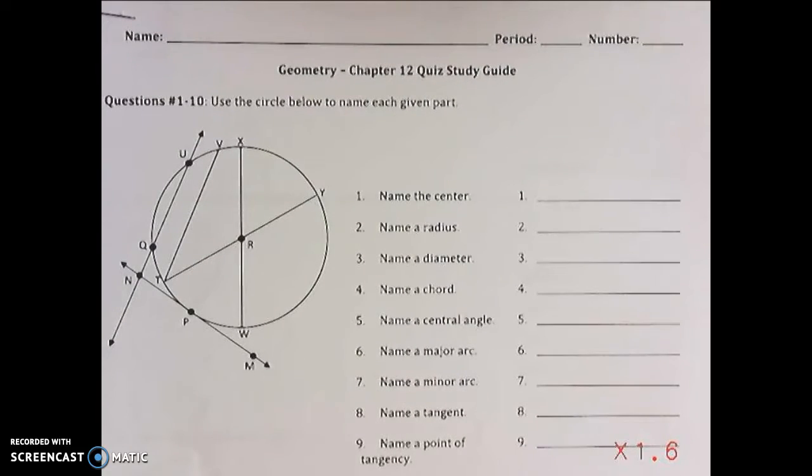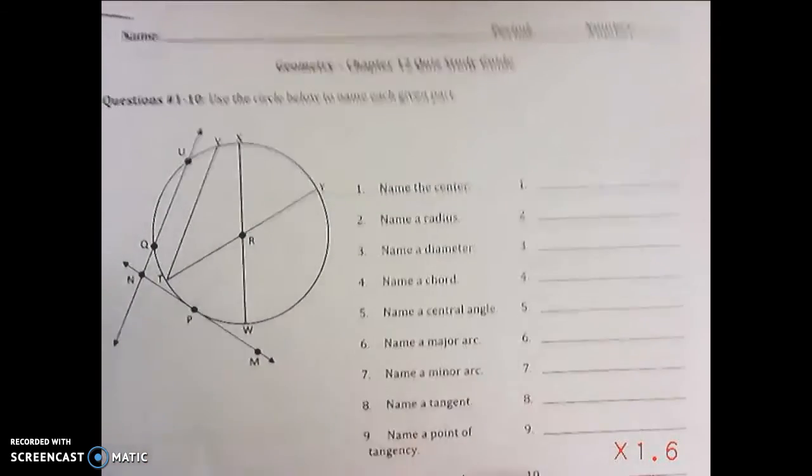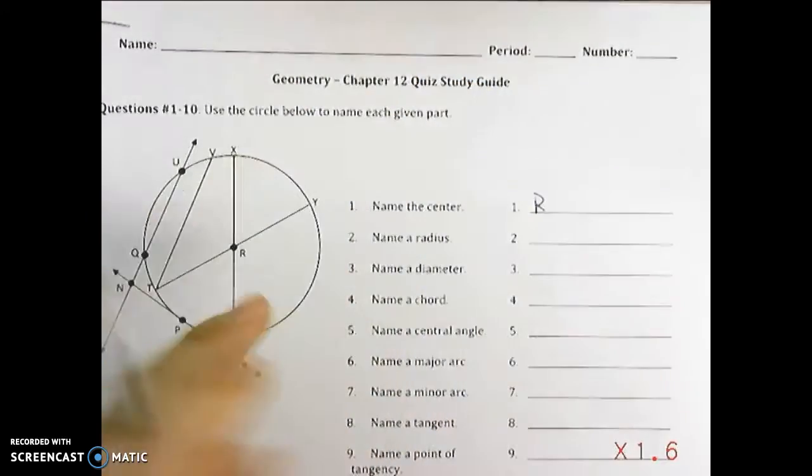Okay guys, so here we go with the study guide. Naming the center, that part shouldn't be too bad. You just look for the center of the circle and what point is next to it. So it would be R. That's your center.